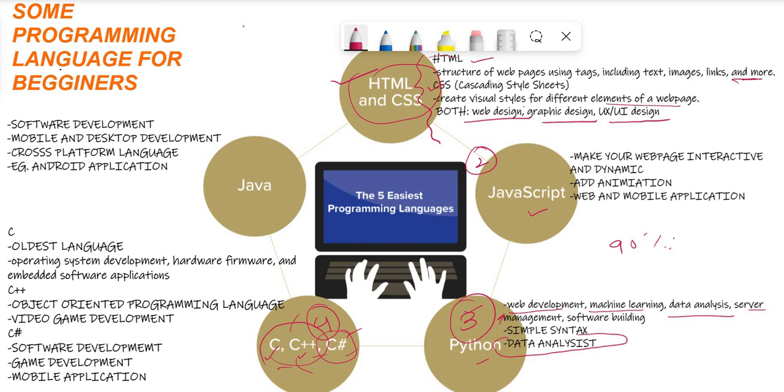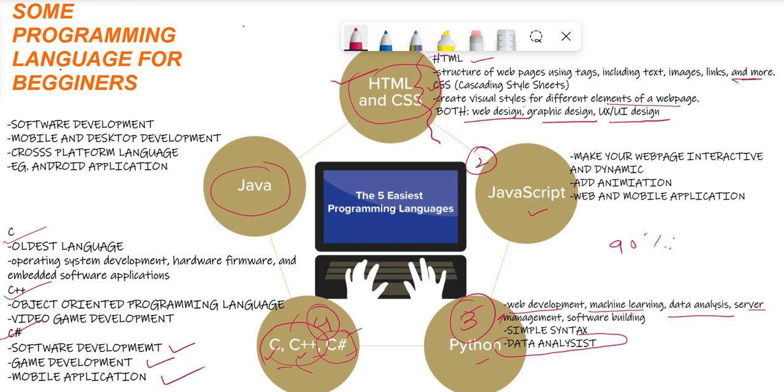After learning C, you can go for C++. C++ is an object oriented programming language. It can be used in video and game development. After C++, you can learn C#. C# is also an object oriented programming language. This can be used for software development, game development and mobile applications.